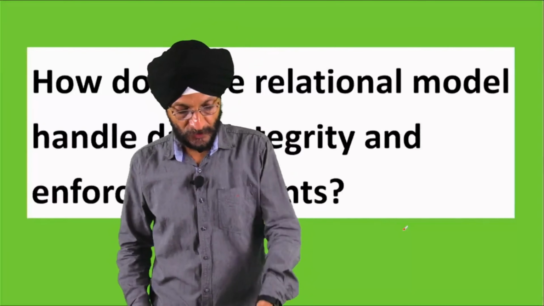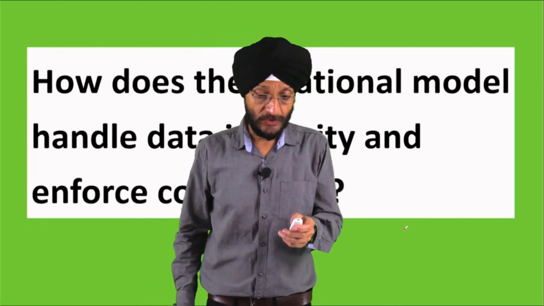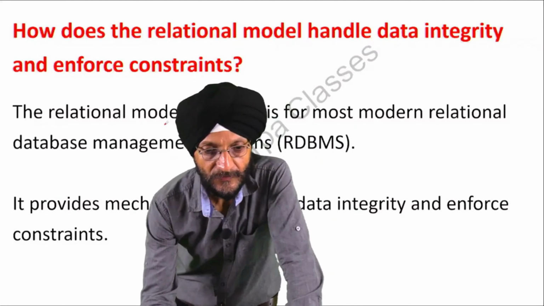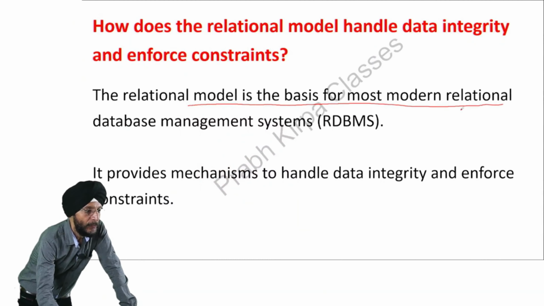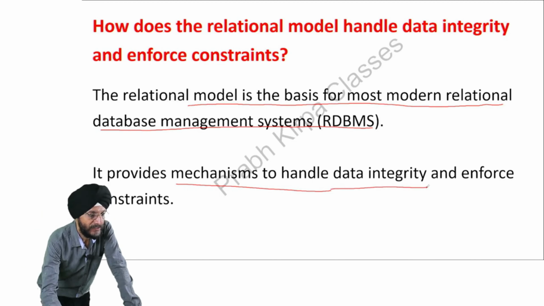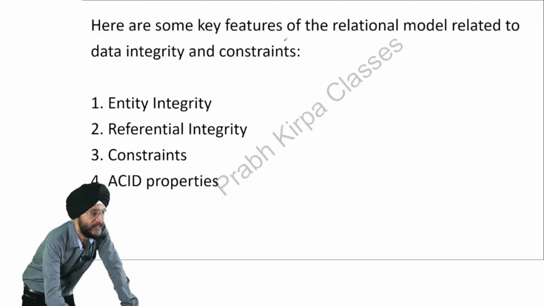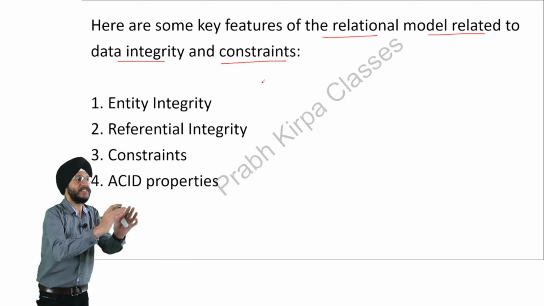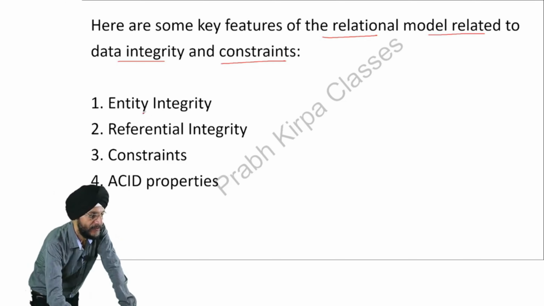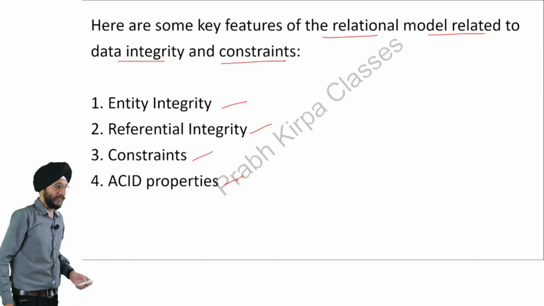Now the topic before us is, how does the relational model handle data integrity and enforce constraints? The relational model is the basis of most modern relational database management systems. The relational model provides mechanisms to handle data integrity and enforce constraints. Here are some key features of the relational model related to data integrity and constraints. We will discuss the same with the help of these subheadings. First is entity integrity, then referential integrity, constraints, and ACID properties.